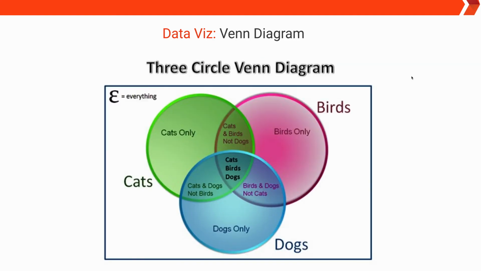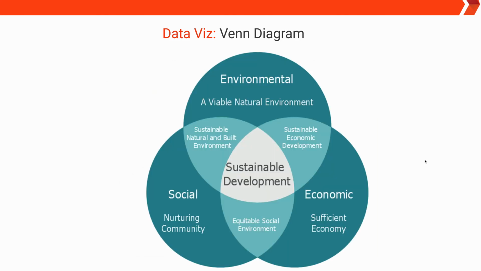Okay. Here's a good way to look at it. Where all three circles, cats, dogs, and birds, intersect, we have cats, birds, and dogs. But when only two of them overlap, we only have the two entities or the two animals. This is a little better one. When we get social, economic, and environmental, we get sustainable development. But when we just have two, we have different labels. Okay, so that shows that relationship.